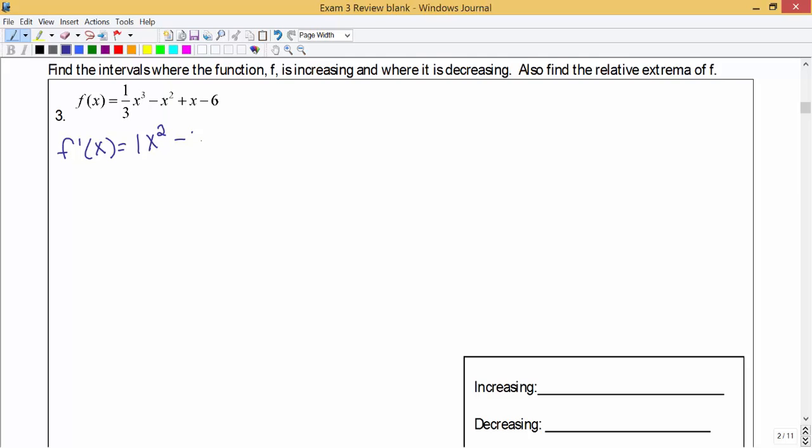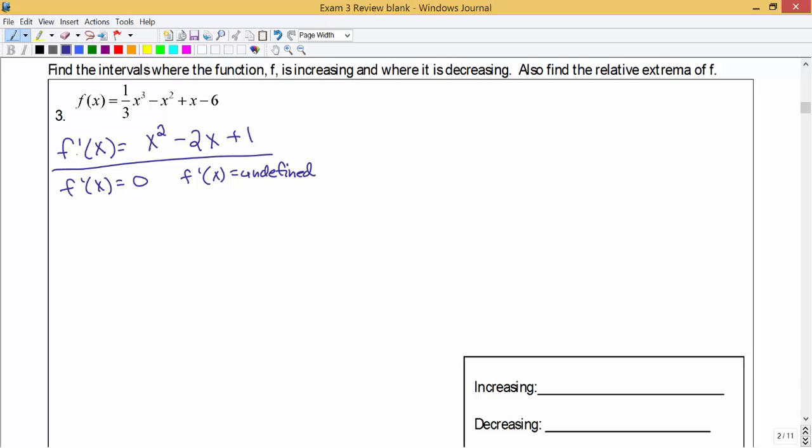The derivative of the second term would be minus 2x. The derivative of the third term would be plus 1, and the derivative of negative 6 would be 0. I'm going to get rid of the 1 that's out front. We don't need that. And we're looking for two things: where the first derivative is 0, or where the first derivative would come back undefined.